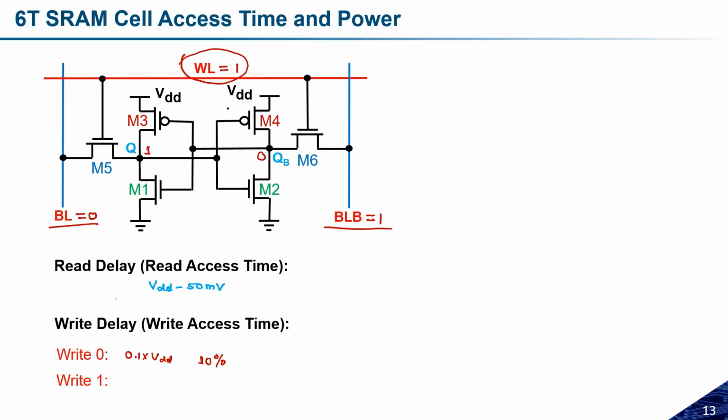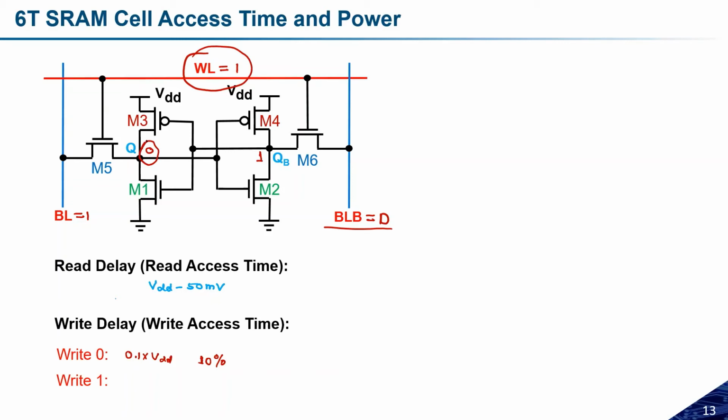Similarly, what is the write 1 delay? Suppose initially I have logic 0 stored at Q, so the BL will become 1 and the BLB is equal to 0. Now I will activate the word line and note the time. Initially, I need to consider Q equal to 0 and QB equal to 1, and I want to write 1 at the storage node Q.